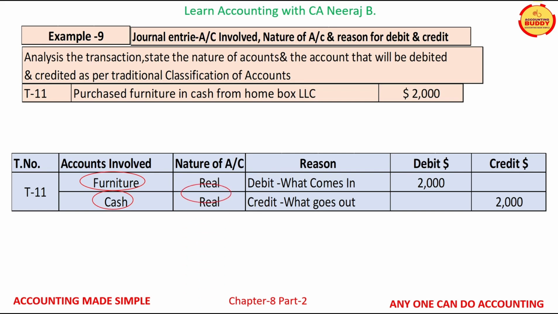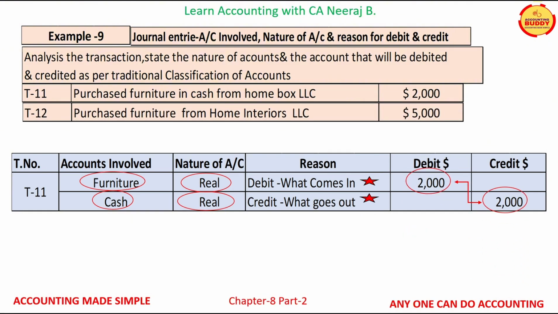Furniture is a real account and the rule for debiting the real account is debit what comes in. Cash is also a real account and the rule for crediting a real account is credit what goes out. Therefore, in this manner, this transaction is recorded for $2,000. Transaction T12 is business purchased furniture from Home Interior LLC for $5,000.